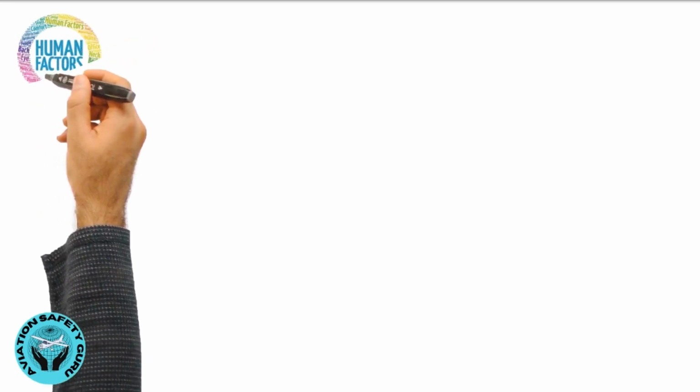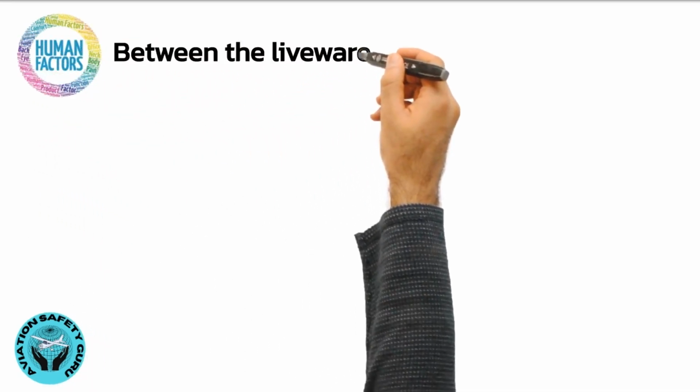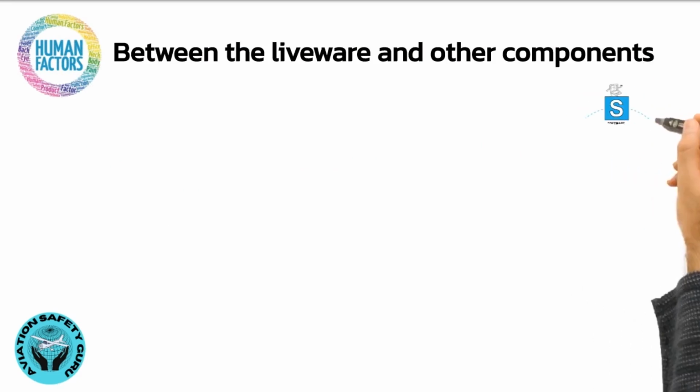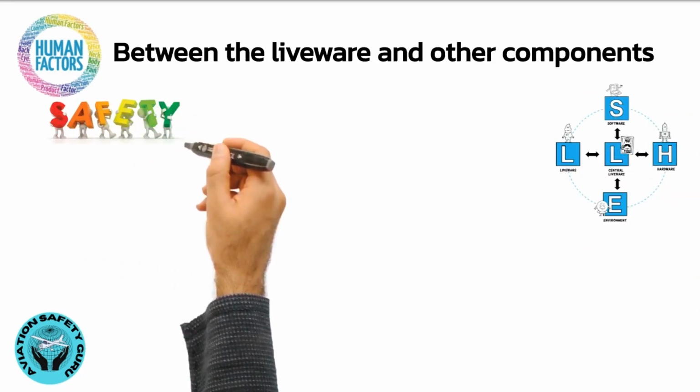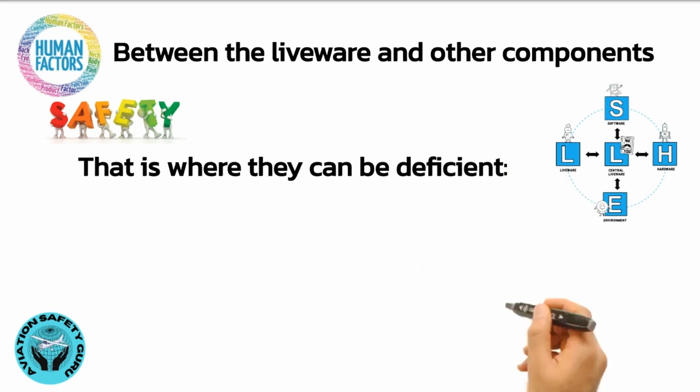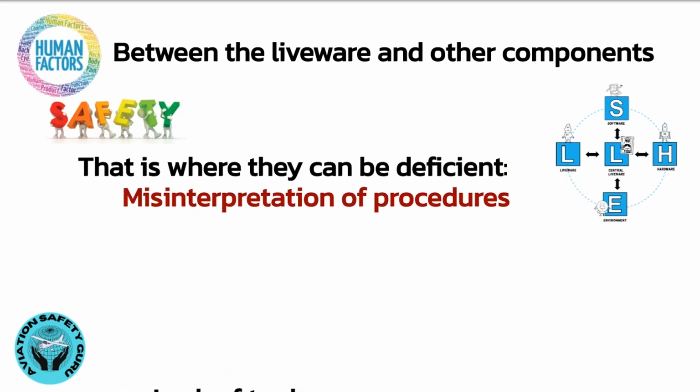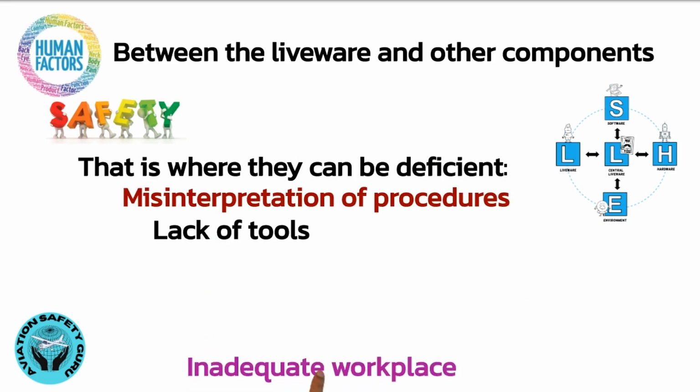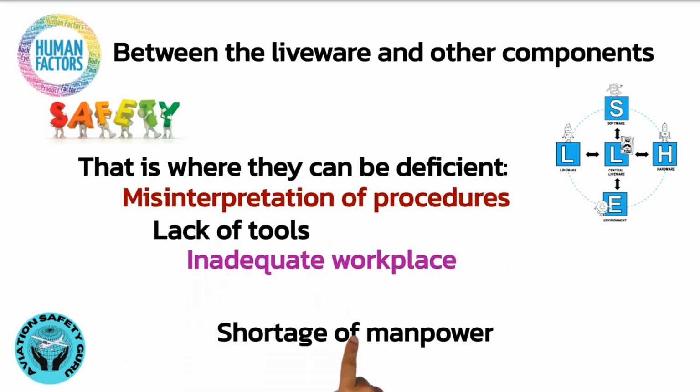Human factors concentrates on the interaction between the liveware and other components of the shell model. From a safety viewpoint, that is where they can be deficient, like misinterpretation of procedures, lack of tools, inadequate workplace, and shortage of manpower.